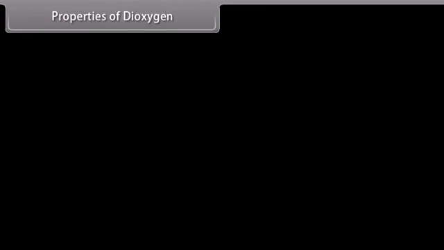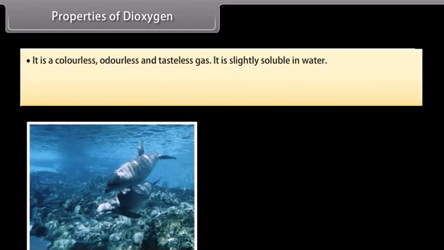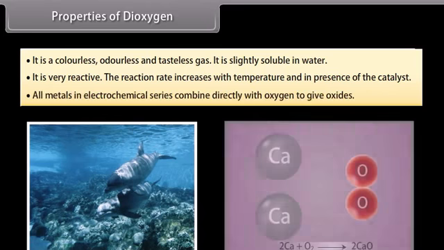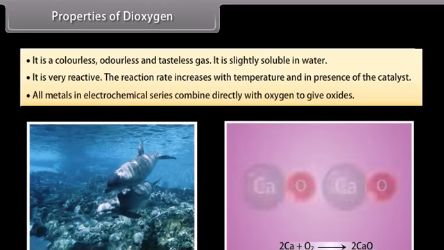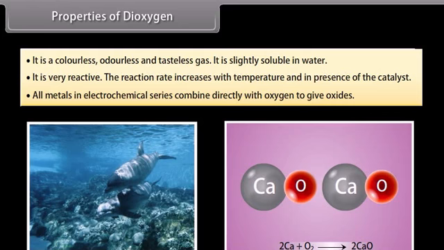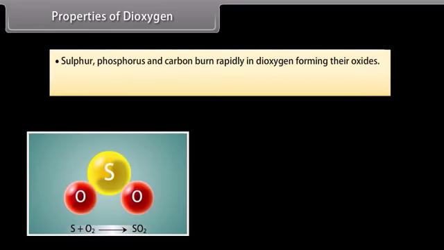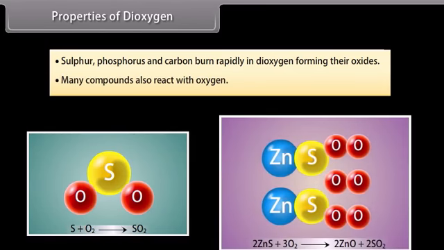Properties of dioxygen. It is a colorless, odorless and tasteless gas. It is slightly soluble in water, which gives vital support to marine and aquatic life. It is very reactive. The reaction rate increases with temperature and in the presence of a catalyst. All metals in the electrochemical series combine directly with oxygen to give oxides. Sulfur, phosphorus and carbon burn rapidly in dioxygen, forming their oxides. Many compounds also react with oxygen.